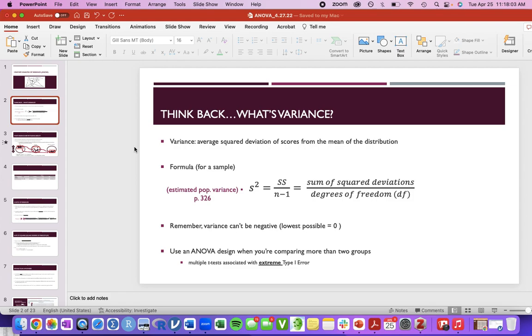So again, we use ANOVAs when we're comparing more than two groups. The reason why we wouldn't just do multiple t-tests, we already know how to do that, is because we would increase the likelihood of committing extreme type 1 error. Remember that type 1 error is when we say that something is there when it's really not there. Every time we do it, every time we run another t-test, we run that risk.